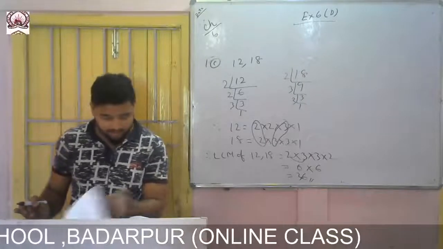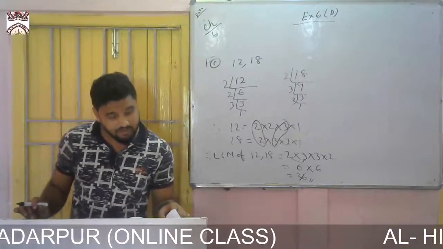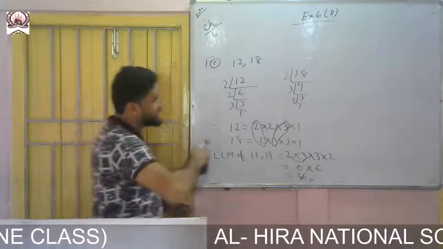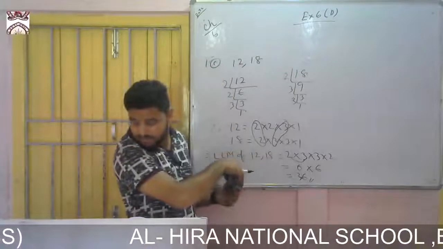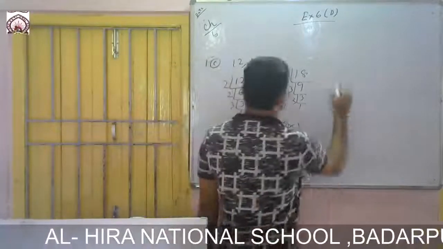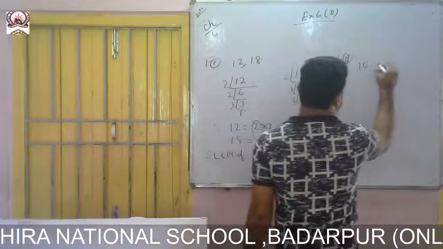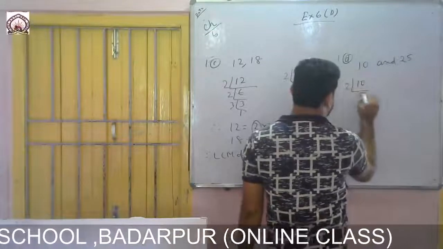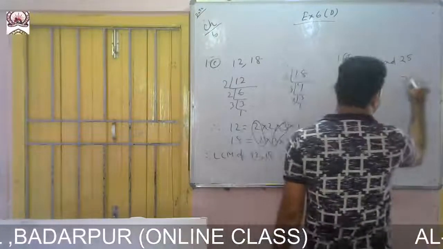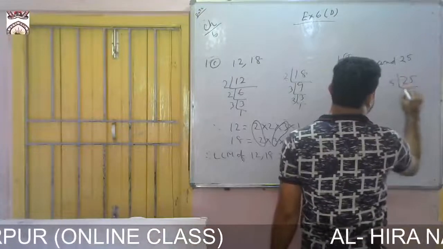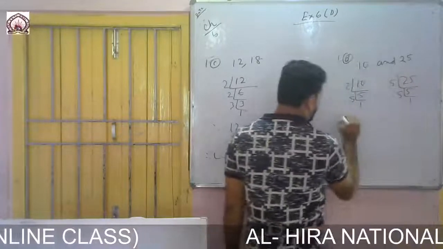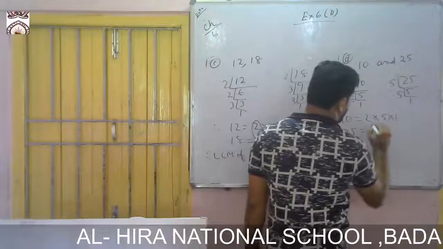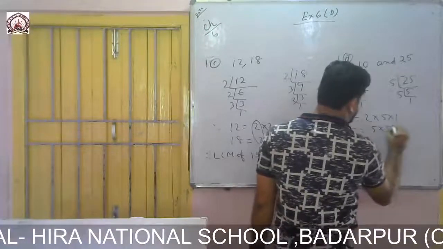Now come to question number 1D, 10 and 25. For 10, 2 fives are 10, 5 ones are 5. For 25 we can divide directly by 5: 5 fives are 25, 5 ones are 5. Therefore 10 equals 2 into 5 into 1 and 25 equals 5 into 5 into 1.